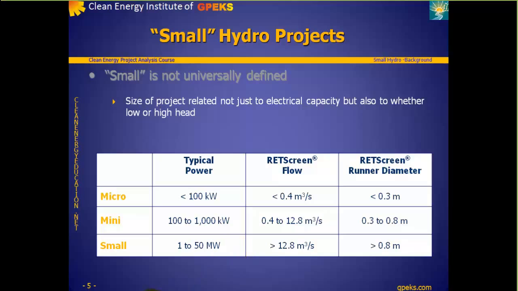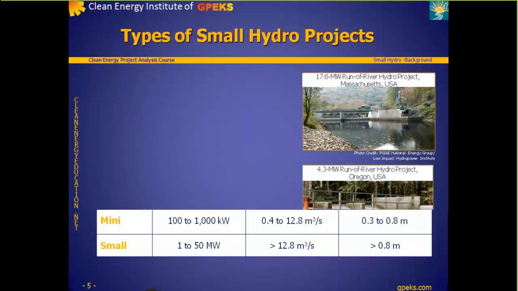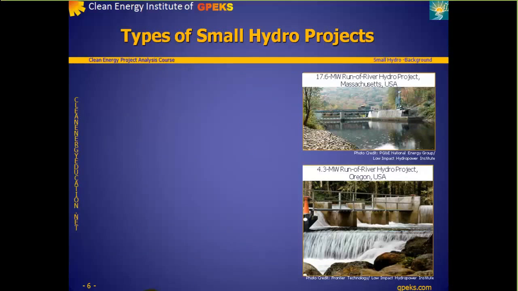Types of small hydro projects. Small hydro projects can be classified according to characteristics other than the size of the turbine runner or the power output. Two important characteristics that are often used are the type of grid the project is connected to and the nature of its civil works.